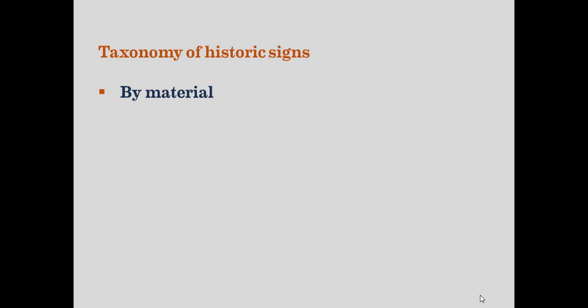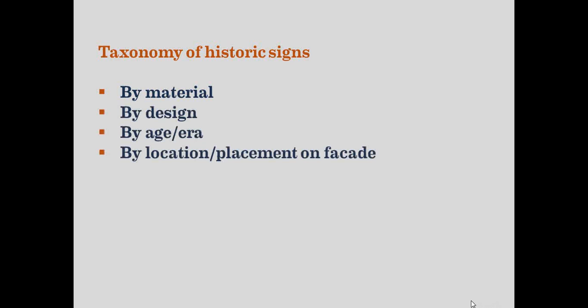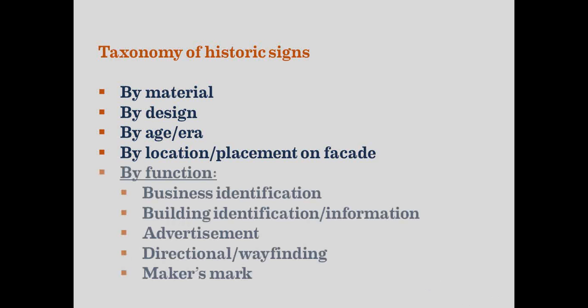So for our discussion today, I wanted to develop a taxonomy of historic signs, and there are numerous ways of doing that. One, we could talk about signs by material. We could divide them up by design, by the age or era of their construction, perhaps by where they were placed on a facade, and all of these methods are valid. But because we only have half an hour today, I chose to do it a different way, and I will present them to you by function.